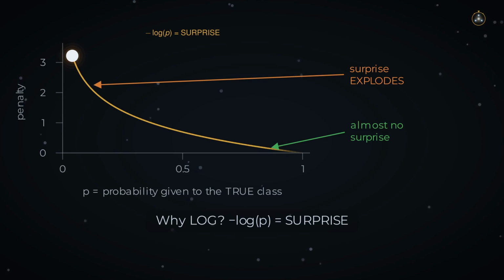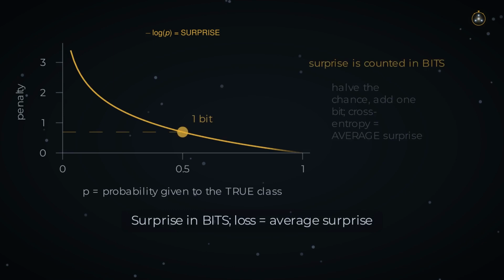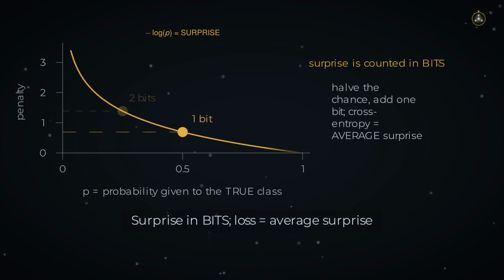This surprise even has a unit, bits. Watch the steps climb. Each time the truth gets half as likely, the cost goes up by exactly 1 bit. Rarer truth, more bits. And our loss is simply the average of the surprise.